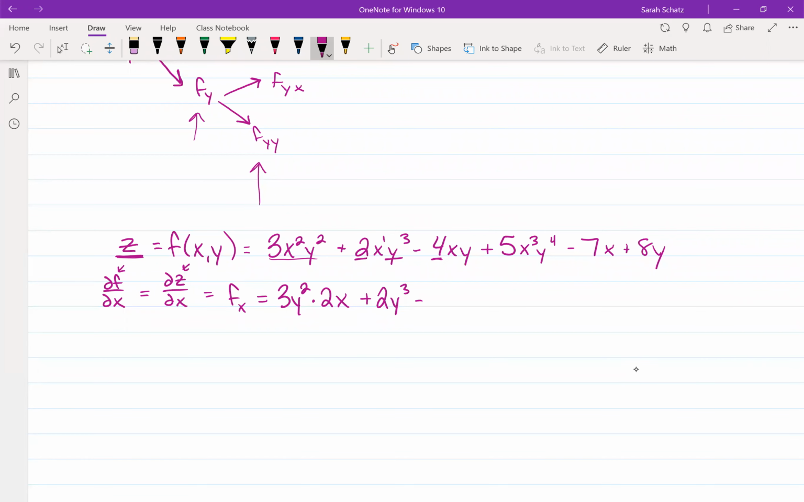Minus, you guys, again, with the x to the first here, it's just going to be the 4 and the y coming down. This one, 5 and y to the fourth come down as coefficients. And then I do the power rule on the x cubed. I'll get minus 7 for this minus 7x. And then the plus 8y doesn't have an x in it, so it just goes away. So let's clean this up. We've got 6xy squared plus 2y cubed minus 4y plus 5, let's call this plus 15x squared y to the fourth minus 7.